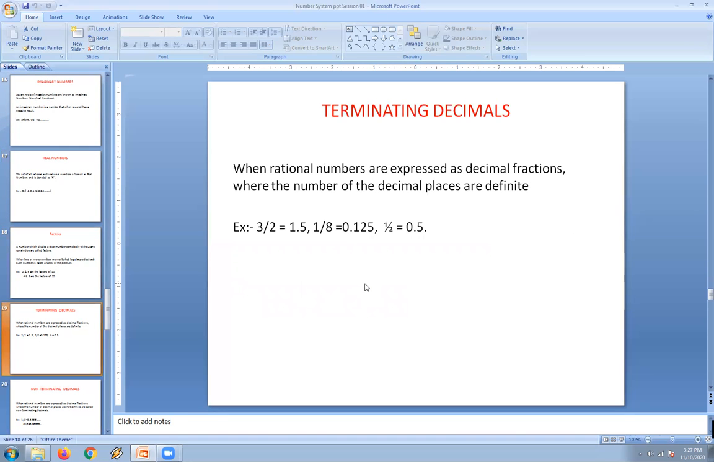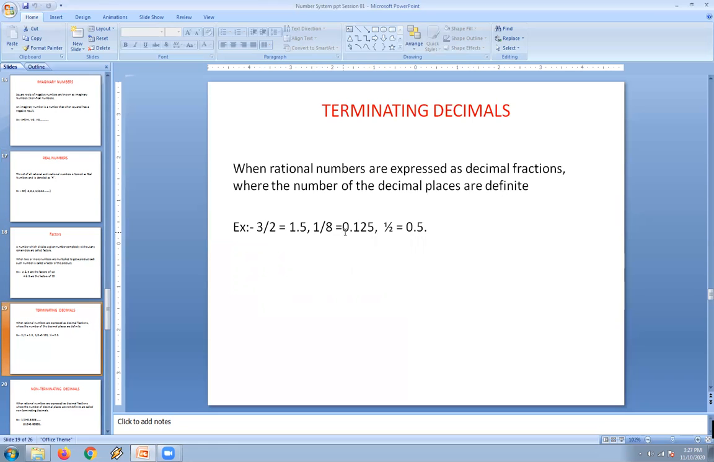And the next is terminating decimals. When rational numbers are expressed as decimal fractions where the number of decimal places is fixed. When we divide numbers like 3 by 2, 1 by 8, 1 by 2, if we get a definite number of decimal places, for example 3 by 2, the answer is 1.5. 3 by 2 is equal to 1.5.